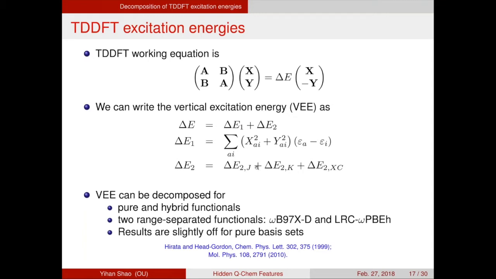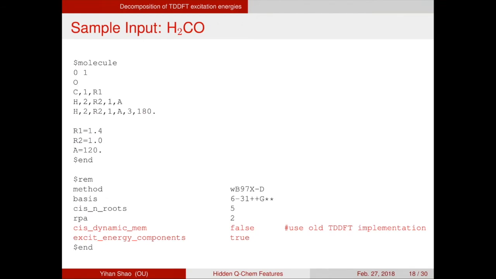In general, if you are interested in more details on the decomposition of the excitation energy, you can read, for example, our 2010 paper in Molecular Physics on the analytical gradient of TDDFT energy. If we want to decompose the TDDFT excitation energy, the only thing we have to do is add two lines into the $rem section. The first one is called CIS_DYNAMIC_MEMORY, and I want to set it to false.